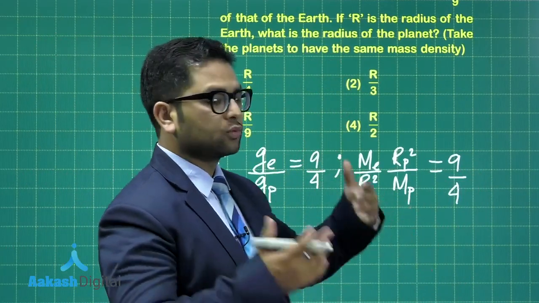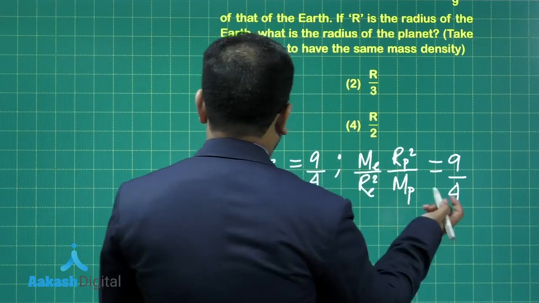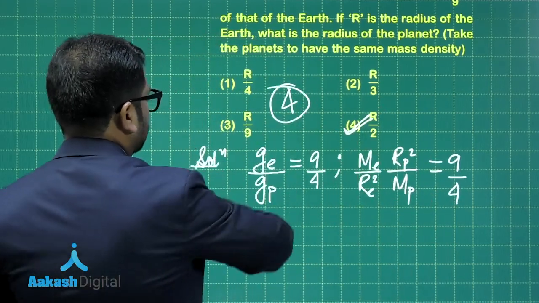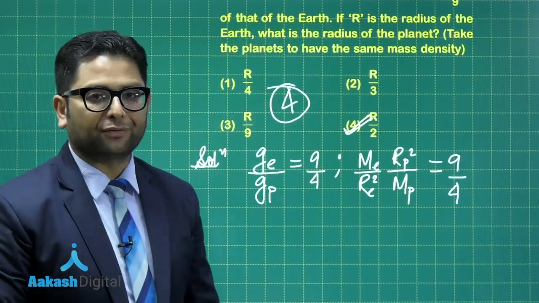The mass of planet is 1/9 the mass of Earth. You need to calculate the ratio of the radius of the planet. I think things can't be easier than this. Option number 4 would be the correct option. The radius of planet would be radius of Earth divided by 2.